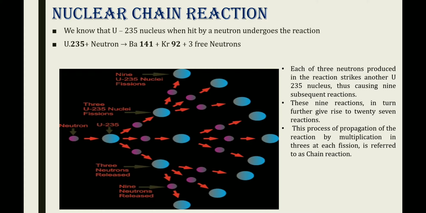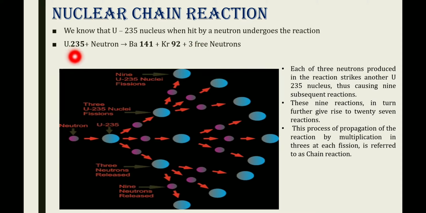So next we'll move on to the nuclear chain reaction process. We know that when a uranium 235 nucleus is hit by a neutron, it undergoes a nuclear reaction. Just see here, uranium 235-92, when it is hit with the neutron, it produces a huge amount of energy. This uranium 235-92 is divided into two nearly equal parts: one is barium and the other is krypton. Along with these, some additional neutrons are also released here.